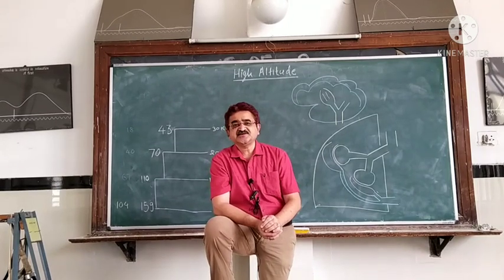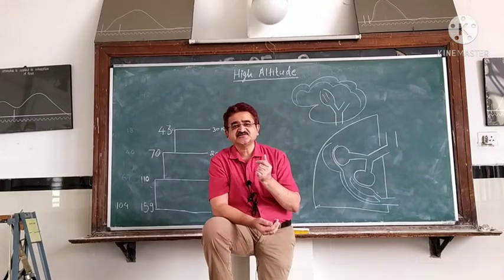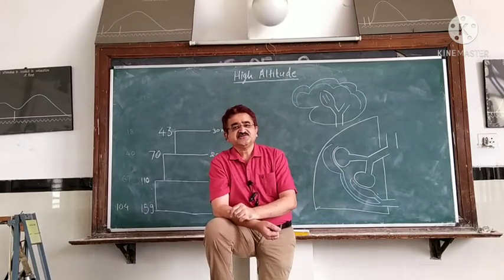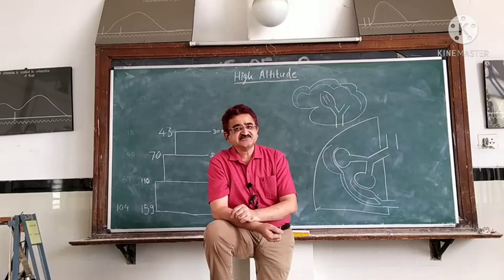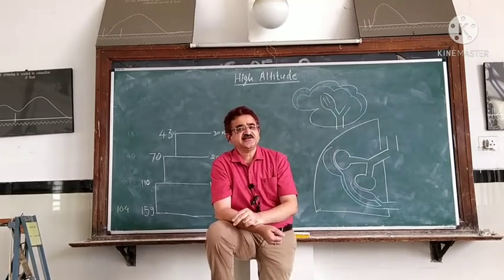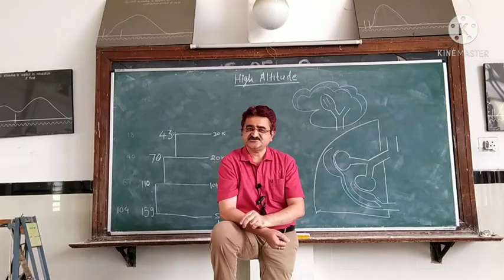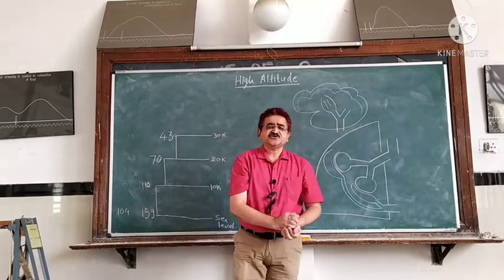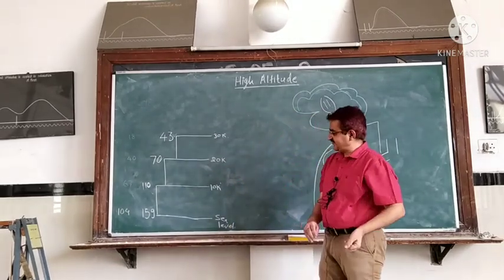And these abnormal signs and symptoms start within hours and may take 1 to 2 days. So this is how the abnormal signs and symptoms develop, and they develop mainly because of a decrease in the partial pressure of oxygen. So then, what is the partial pressure of oxygen at various altitudes?